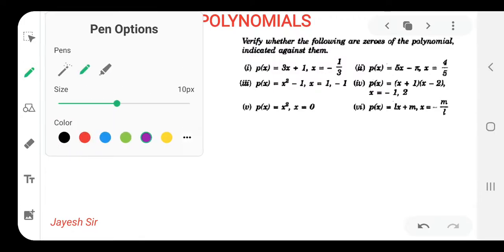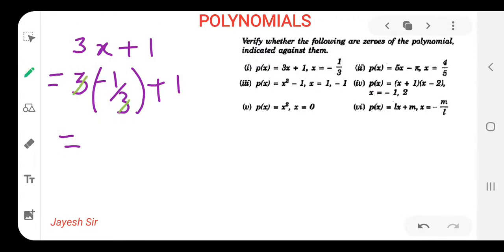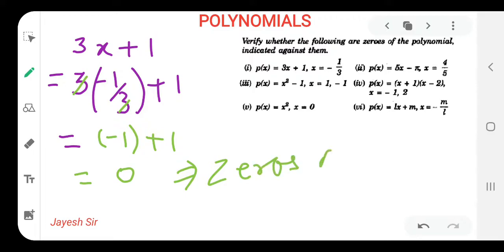Now what we can do, friends? 3 gets cancelled, so what is left? Minus 1 and plus 1. So minus 1 plus 1 means 0. From the solution we are getting the value as 0, so we can say the value of x is minus 1 by 3, which is said to be the zero of the polynomial. If we get our result as 0, then we can say that the equation is verified and that is the zero of the polynomial. I hope you all might have understood.